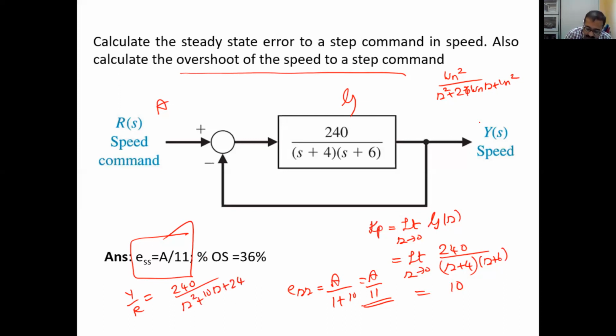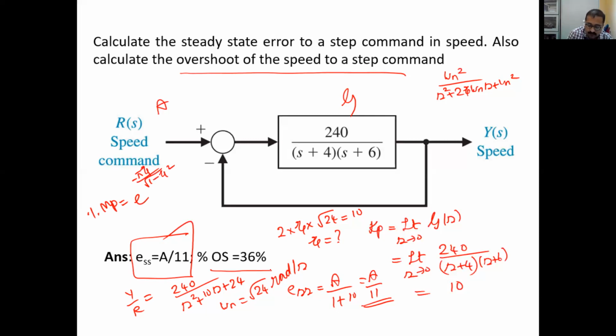Right? So what is omega n? Omega n is root 24 radians per second. And 2 into zeta into root 24 must be equal to 10, from which zeta can be found out. If you know zeta, how will you find the overshoot? Percentage overshoot, MP, is given by e raised to minus pi zeta divided by root of 1 minus zeta square. And that turns out to be 36%.